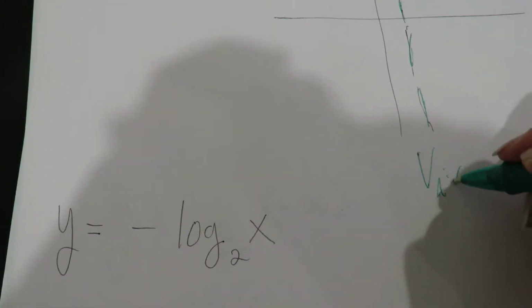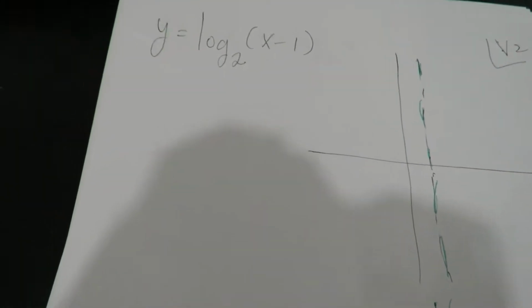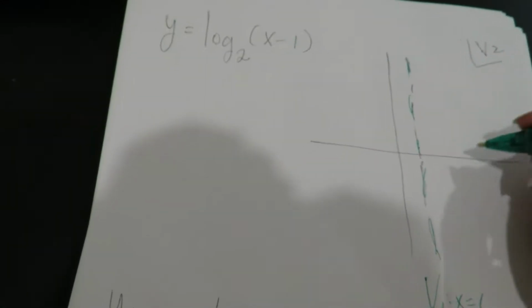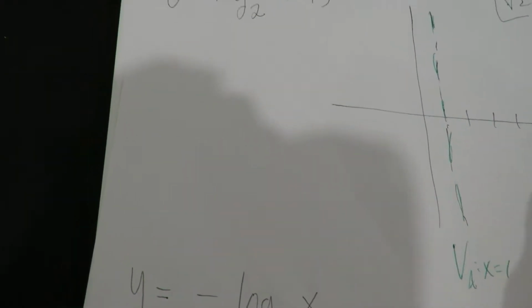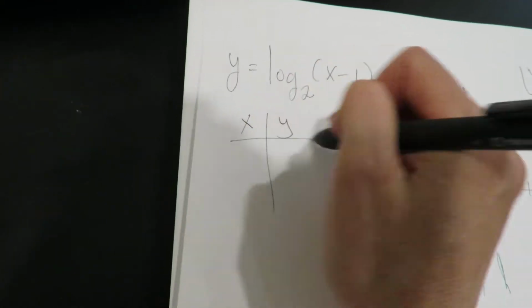So it now has a vertical asymptote at x equals 1, which used to be at 0, right? Because everything is pushed to the right 1 unit. And then all those points that we just drew, you can see that everybody's going to be to the right 1 unit.